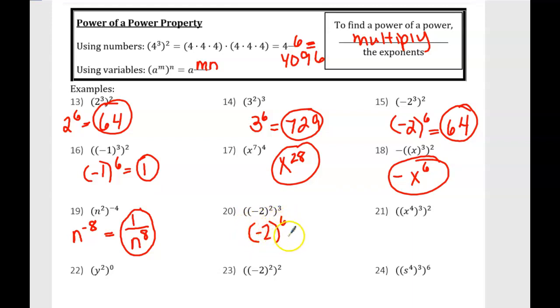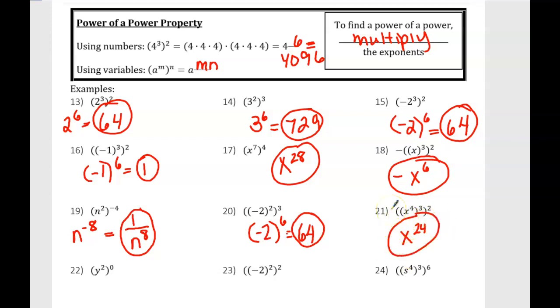All right, number 20, we've got negative 2, and that's going to be to the positive 6th power again. So we've got a 64. All right. So that's going to be 64. All right, and then your x here, because you're all raising to a power, this is going to be x to the 4 times 3 is 12, 12 times 2 is 24 power.